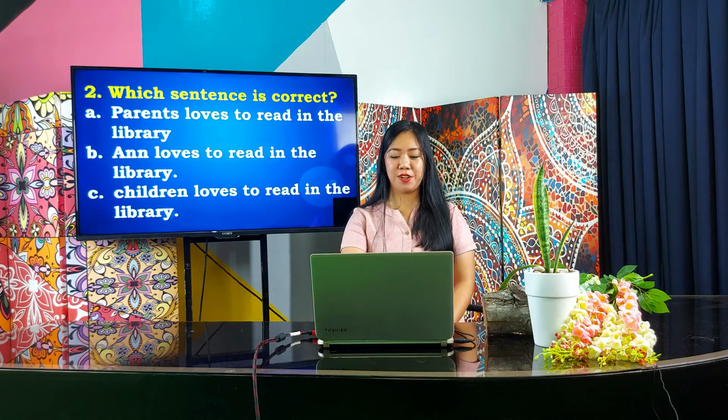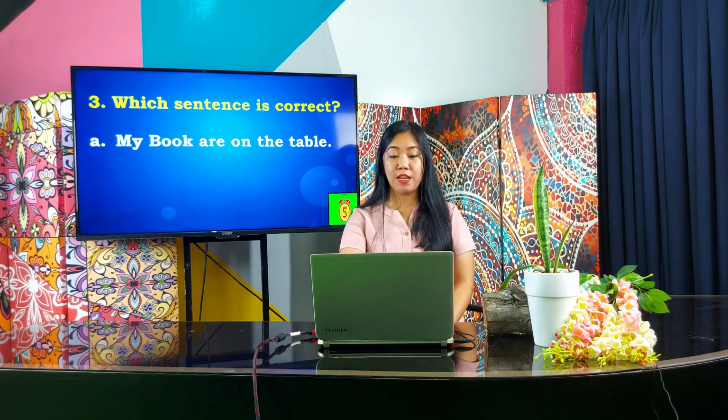What is your answer? The correct answer is letter B. Anne loves to read in the library. Amazing! Number 3. Which sentence is correct? Letter A. My book are on the table. It starts with a capital letter and ends with a period.